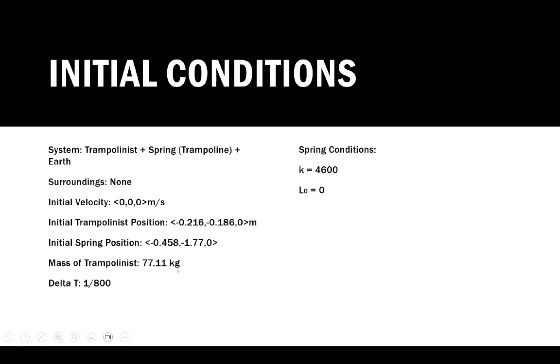The mass of the trampolinist is about 77 kilograms or about 170 pounds. That's just an estimate on my part from what I saw in the video. The system is the trampolinist, the spring, and the trampoline at Earth. There's no surroundings. Delta T is 1/800. The spring conditions: K of 4,600 is for the entire trampoline. Obviously, if we decompose that down, each spring is going to have its own K.